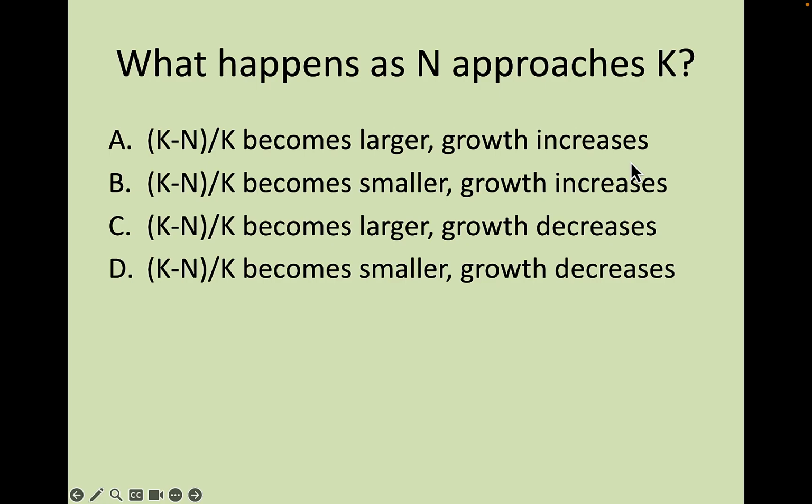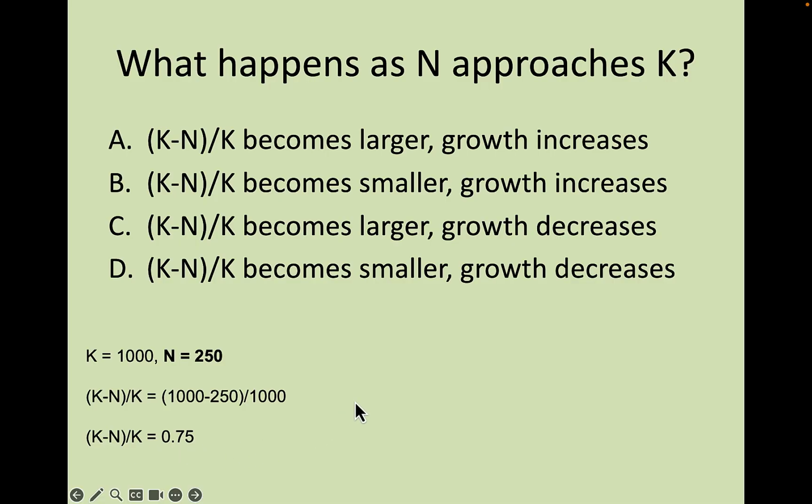Okay, so let's think about this. If we have the variable N, our actual population, and it gets bigger and is approaching K, what happens to the term K minus N over K? So let's start off with doing a calculation with K being 1,000, but N being small. So N is not approaching K at this point in time. N is far away from K. And so let's do this with N equals 250. If we do K minus N over K, 1,000 minus 250, divided by 1,000, we get 0.75.